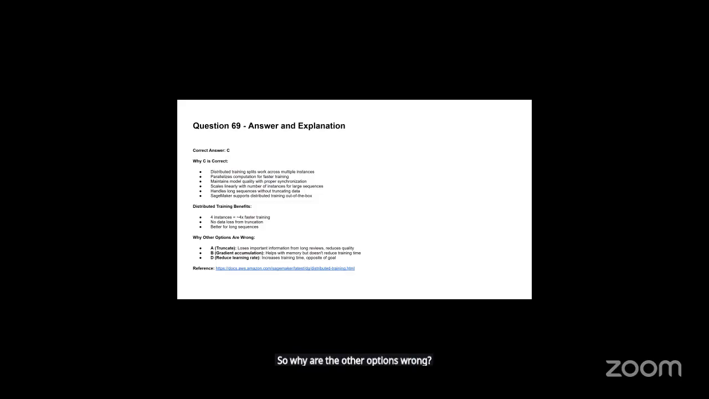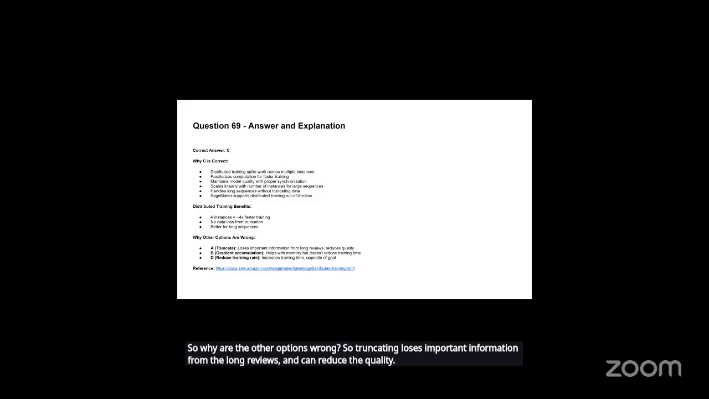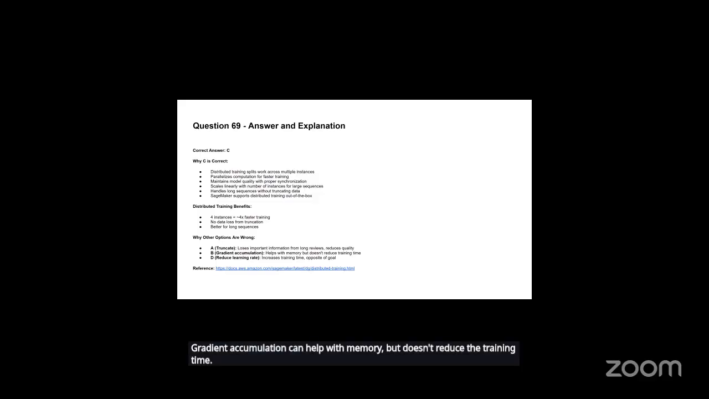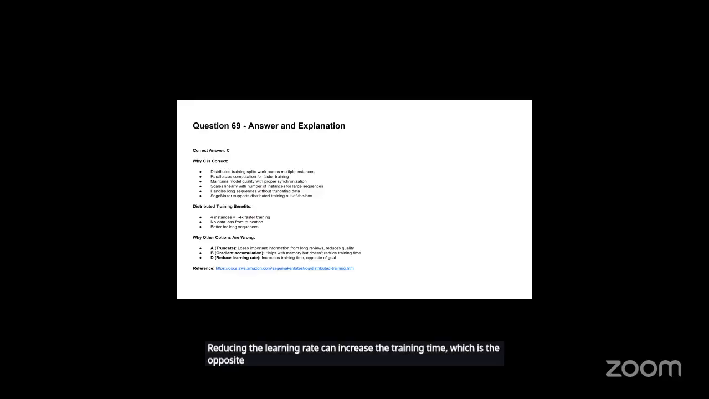So truncating loses important information from the long reviews and can reduce the quality. Gradient accumulation can help with memory, but doesn't reduce the training time. Reducing the learning rate can increase the training time, which is the opposite of the goal.